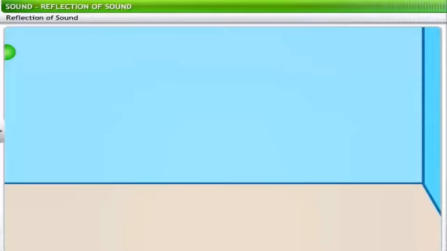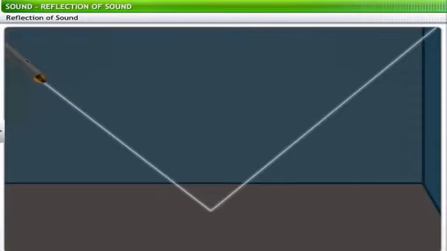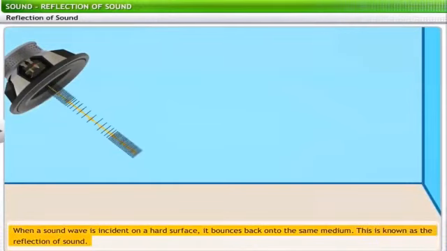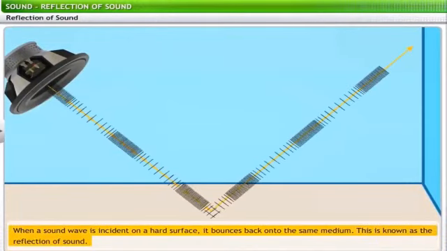Look at this ball. When it is thrown on a hard surface, it bounces back. Light as well as sound waves behave in a similar manner. When light rays are incident on a reflecting surface, they bounce back. Similarly, a sound wave incident on a hard surface bounces back into the same medium. This is known as the reflection of sound.